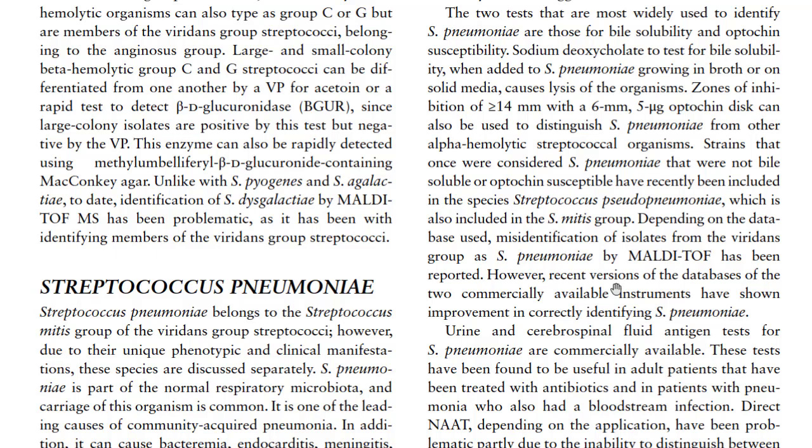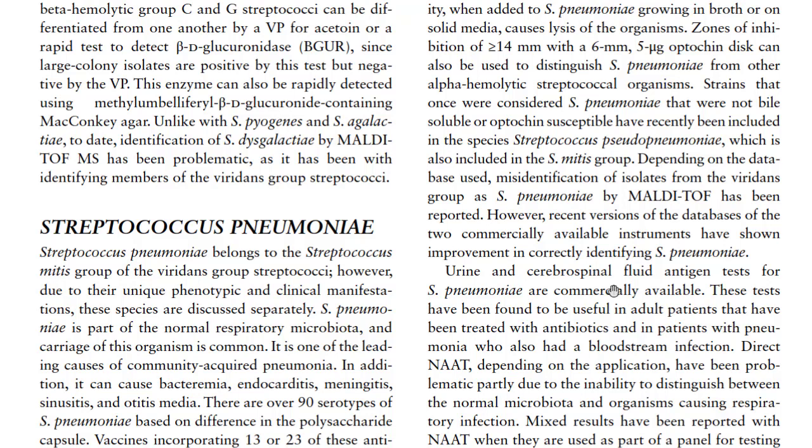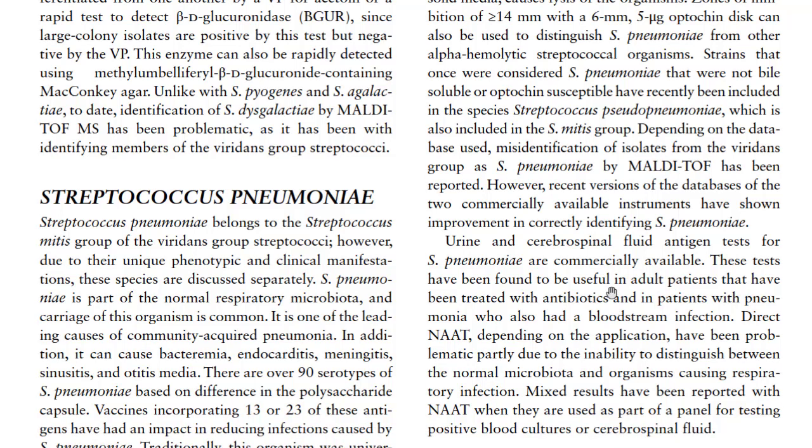in the species Streptococcus pneumoniae, which is also included in the strep mitis group. Depending on the database used, there may be misidentification of isolates from the viridans group. However, recent versions of the databases of the two commercially available instruments have shown improvement in correct identification of strep pneumoniae.